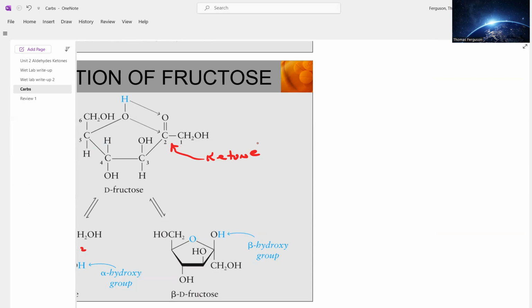Now there's something that's kind of weird about fructose. And fructose, even though it's a ketose, can act like an aldose because of one exception to the fructose structure. So if we look at this guy here, that's a total line drawing.